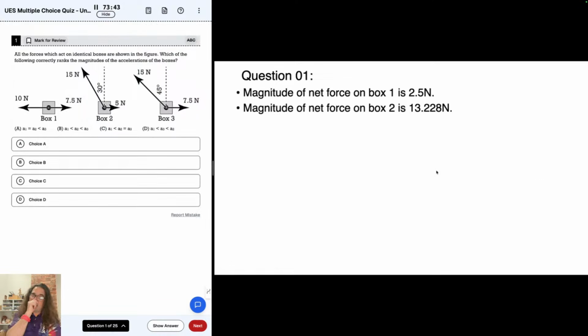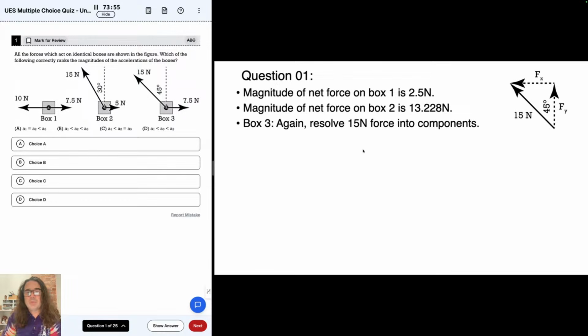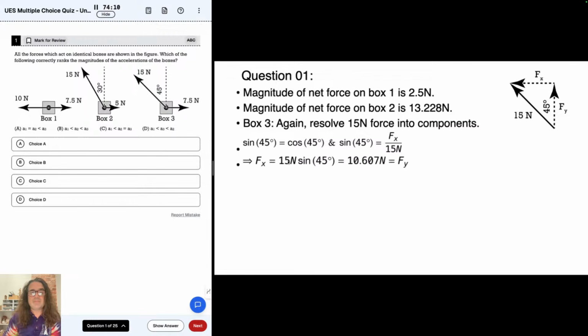So now we know the magnitudes of the net forces on box 1 and box 2. We need to look at box 3. Again, we need to resolve the 15 Newton force into its components, but notice it's at a 45-degree angle instead of a 30-degree angle. So we now have our components here, and you should recognize that the sine of 45 degrees and the cosine of 45 degrees are equal to one another. Therefore, we could just use sine or cosine, so it doesn't really matter. We end up with the sine of 45 degrees equals the force in the x direction divided by 15 newtons. So the force in the x direction and the force in the y direction are both equal to 15 newtons times the sine of 45 degrees, or 10.607 newtons. So in the x direction, we have to the left 10.607 newtons, or negative, plus the 7.5 newtons right here. So the net force in the x direction is negative 3.107 newtons, and the net force in the y direction is just this 10.607 newtons, that force in the y direction.